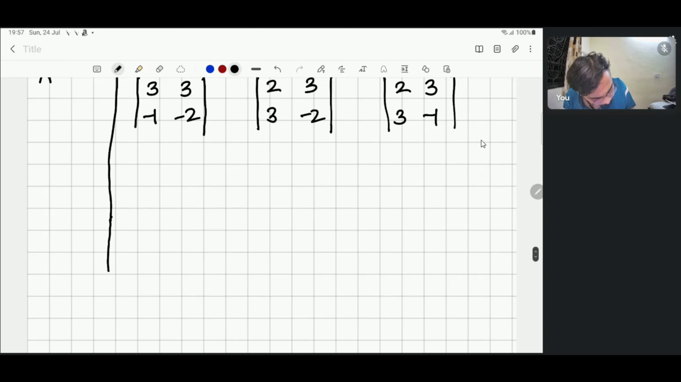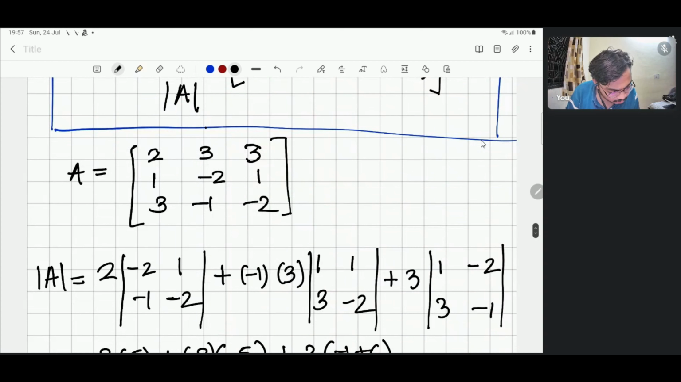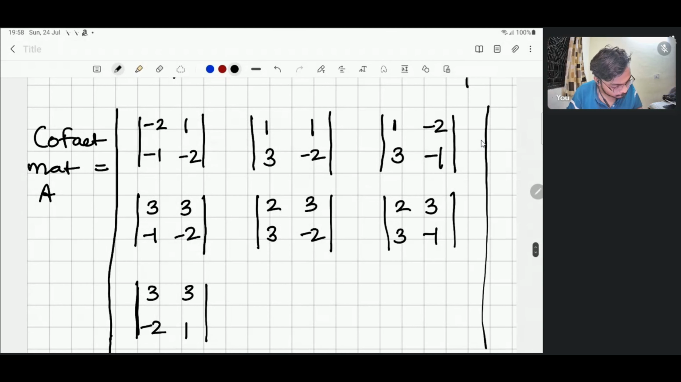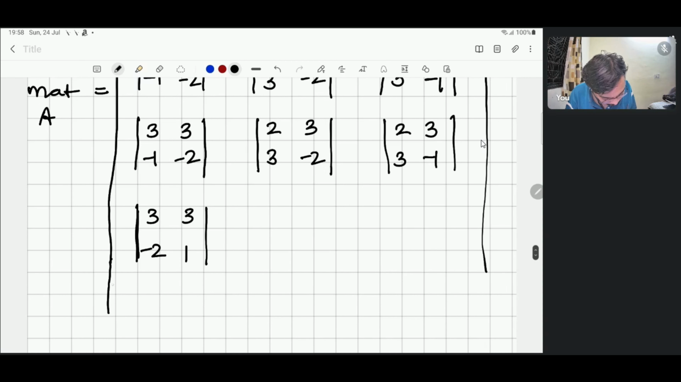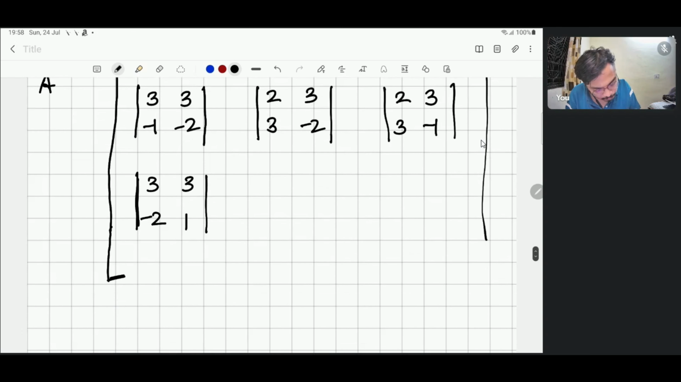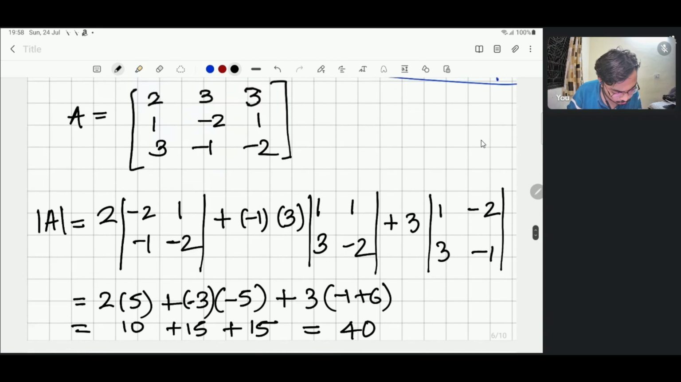Similarly, we can write the remaining elements as 3, 3 minus 2, 1, which is your third row, first column. Writing the cofactor matrix, right? Third row, second column.